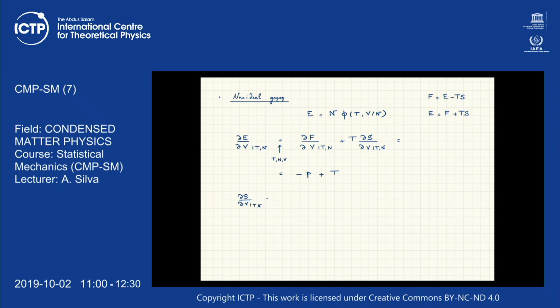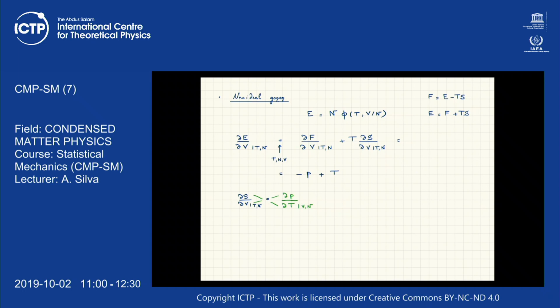So what we can do is, for example, who is conjugate to S? Temperature. Who is conjugate to V? Pressure. What do we do? We use the Maxwell relations. Conjugate to volume is pressure, so we're going to have dP. Conjugate to entropy is temperature. We're going to have dT at constant volume and number of particles. Okay? Maxwell relations. You see how useful they are?